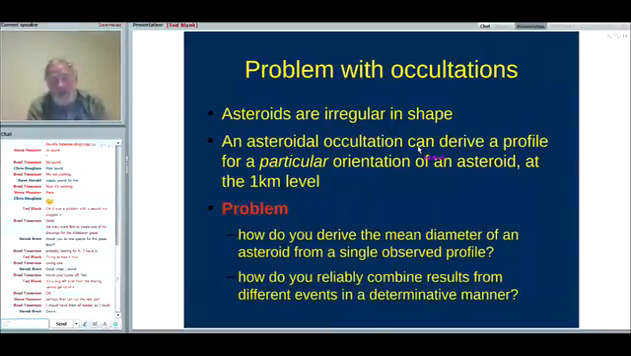And then of course we get multiple observations from an asteroid, and I think probably most people have had experiences with that and seen that, but how do you combine the irregular profile you get from one occultation with an irregular profile of the same asteroid obtained at another occultation and make any sense out of it? It's a serious problem. Next slide.